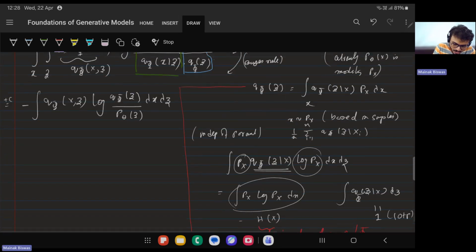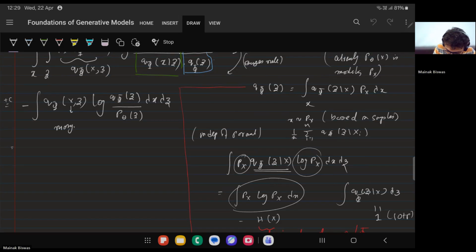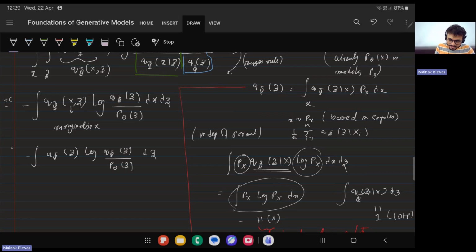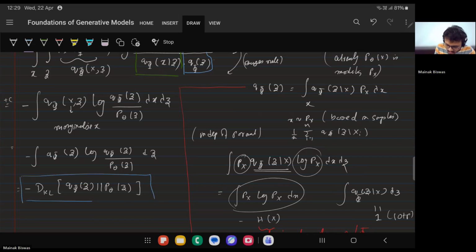Okay, so now what would end up happening? This is equal to, now you can see I can marginalize x out. So I get the integral of q phi of z log of q phi of z over p theta of z dz. People who have been following me will recognize this is nothing but the negative of the KL divergence of q phi of z and p theta of z. So this blue term becomes this, right?